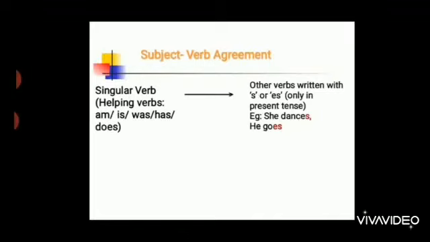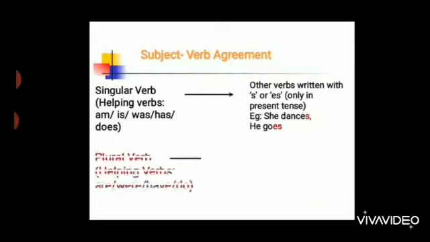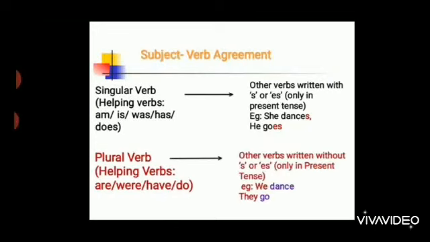For singular verbs, except these helping verbs, that is am, is, was, has, does, other verbs are written with s or es, only in present tense. For example, she dances or he goes. And for plural verbs, except these helping verbs, that is are, were, have, do, other verbs are written without s or es, only in present tense. For example, we dance or they go.